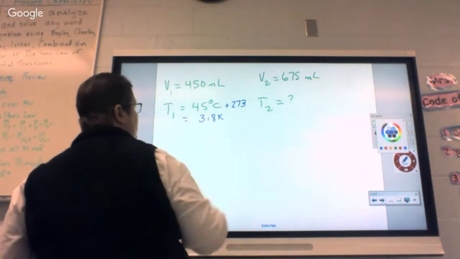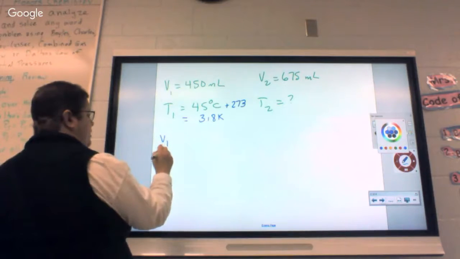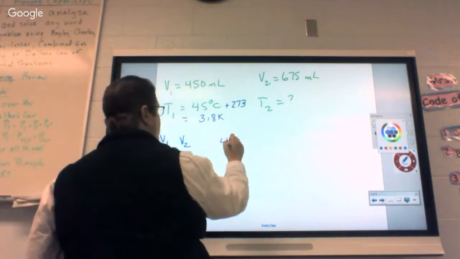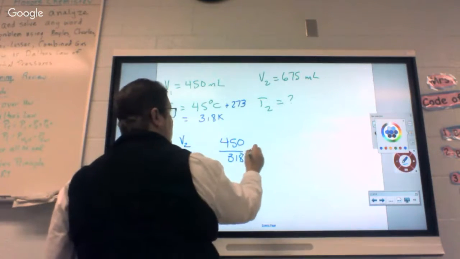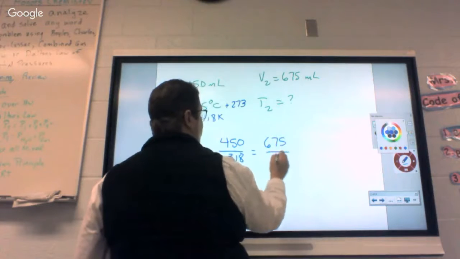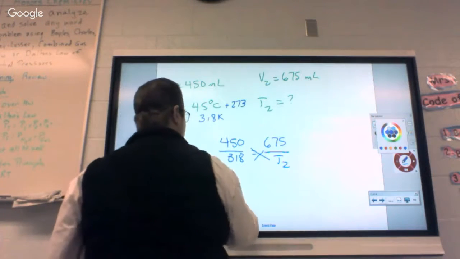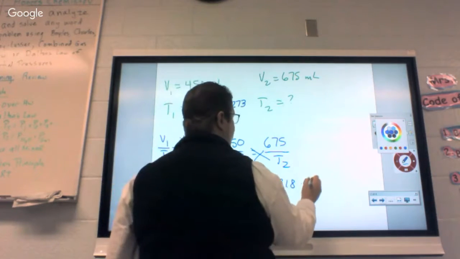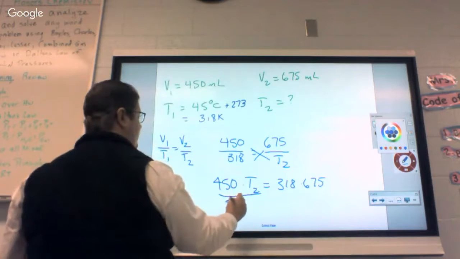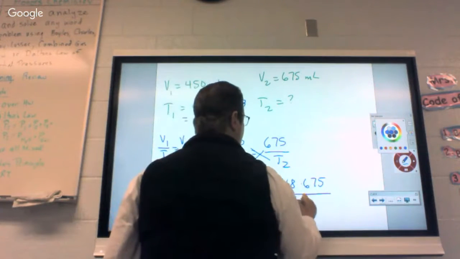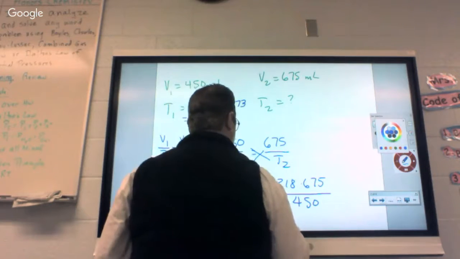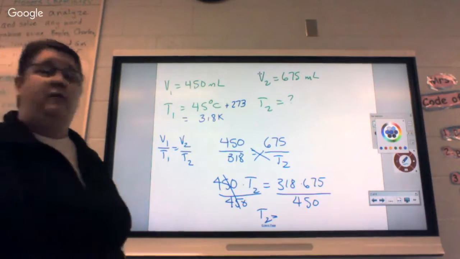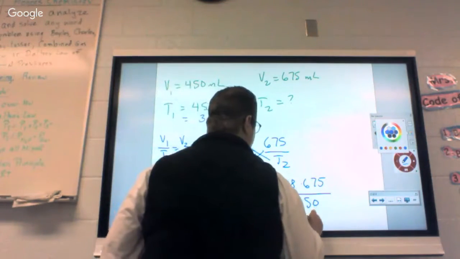318. Okay. So using my V1 over T1 equals V2 over T2, plugging in 450 over 318 equals 675 over T2. Cross multiply, 450 times T2 equals 318 times 675. Divide both sides by 450. Can you tell me what T2 is this time? You got 400 what? 477. Anybody else get 477?